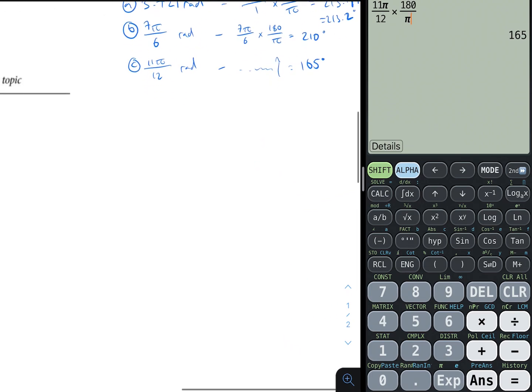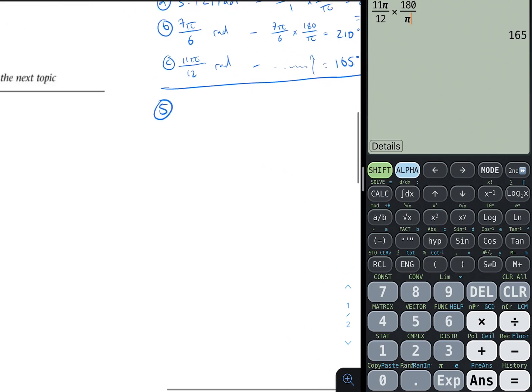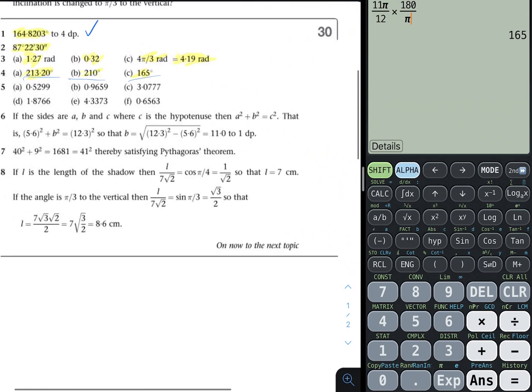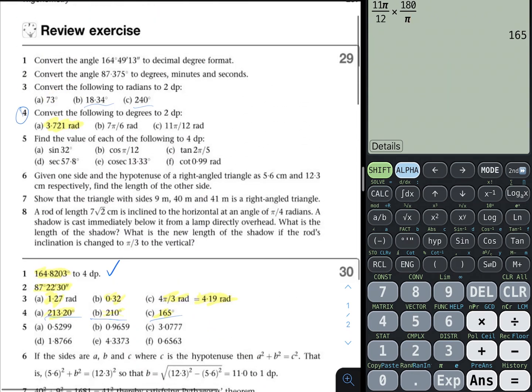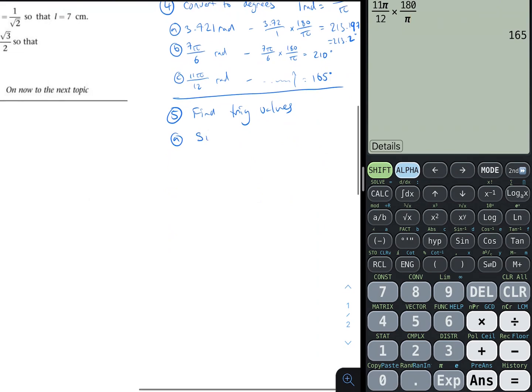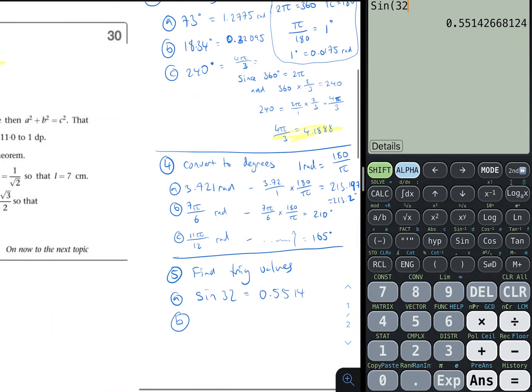Okay, so let's move on to number 5. They wanted us to find some values, I believe trig values, and there were 6 of them. We'll do it one by one. Find the value of each of the following to 4 decimal places: sine 32, cos pi over 12, and tan 2 pi over 5. That's very simple. So sine 32 is 0.5514.